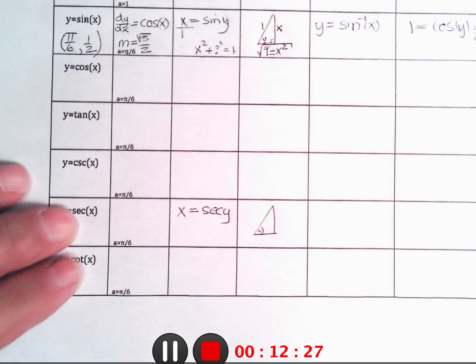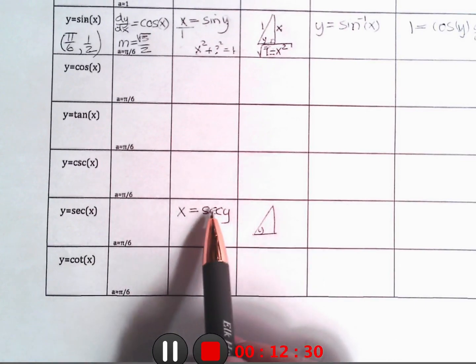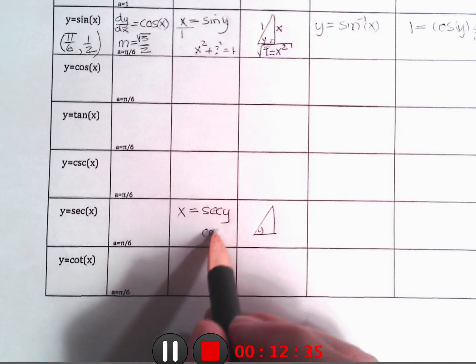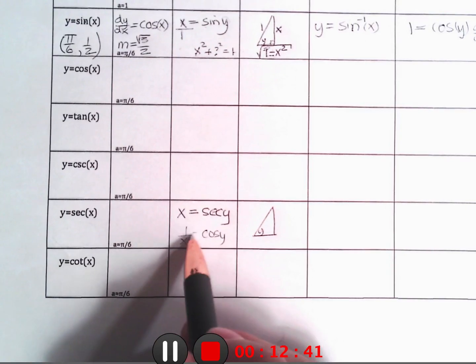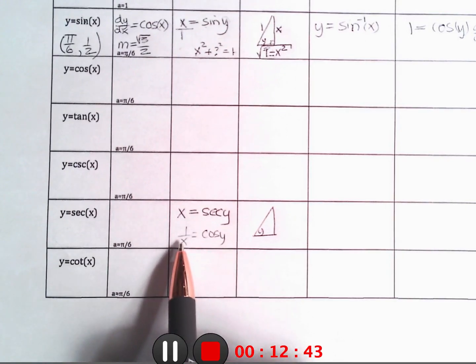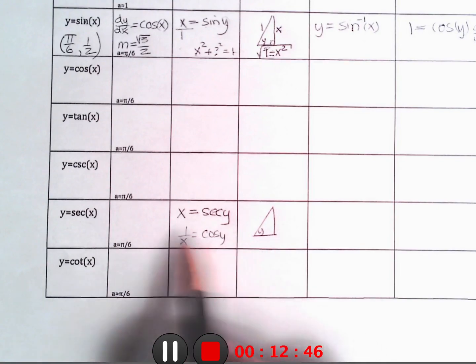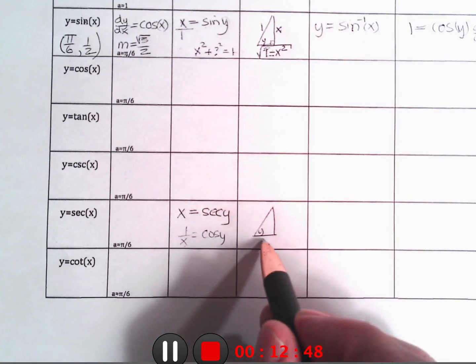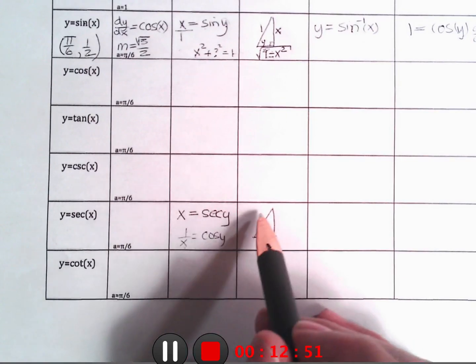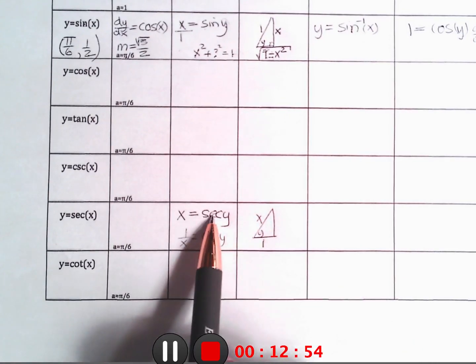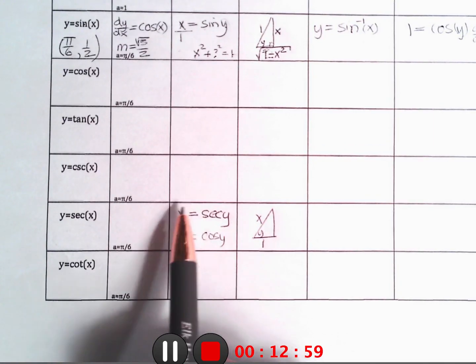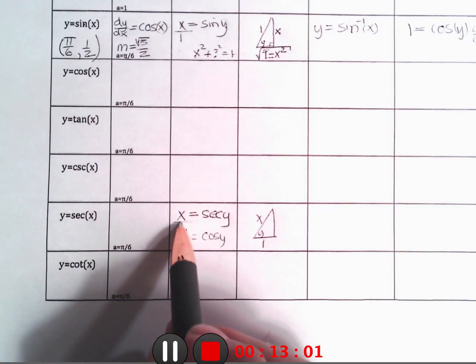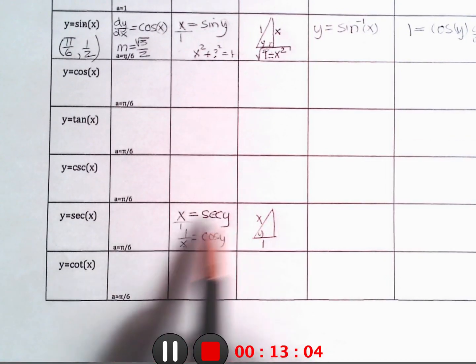Now the secant is the reciprocal of the cosine. And so the reciprocal will be 1 over x. So the cosine has got to be adjacent over hypotenuse. So we've got to put adjacent as 1 and the hypotenuse as x. Or if you just think about it, if cosine is adjacent over hypotenuse, the secant is hypotenuse over the adjacent. Hypotenuse is x, the adjacent is 1.